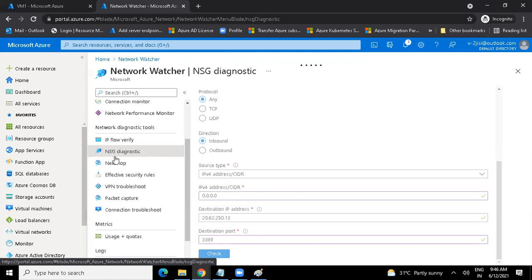See, what does NSG mean? Network Security Group. What traffic came into the NSG? What traffic went out from the NSG? All that information can be collected from NSG diagnostics.